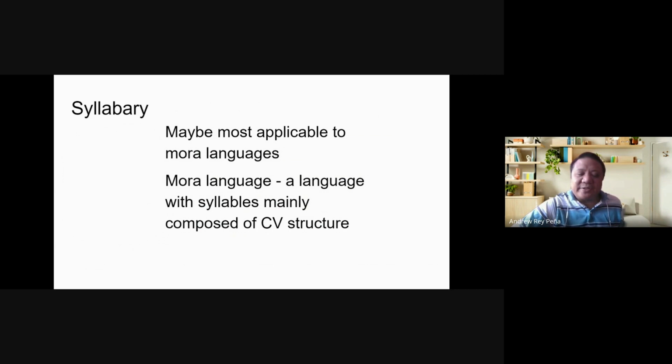Mora languages are languages whose syllable structure is mainly composed of CV, consonant, vowel, maybe consonant, vowel, consonant, but mainly consonant, vowel, consonant, vowel. Okay. In fact, examples of mora languages are Chinese, Korean, and Japanese. Maybe Filipino, ancient Filipino, old Filipino could also be a mora language.